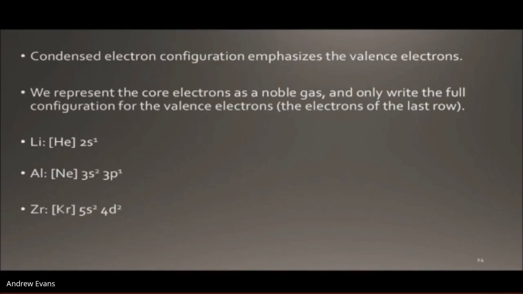Aluminum, which would normally be 1s2, 2s2, 2p6, 3s2, 3p1, we go to the previous row. Aluminum's on row 3, so we take neon from row 2 and just work our way from neon. So neon, row 3, so starting the S, 3s2. Then I move my way across to aluminum, which is 3p, the first element in.